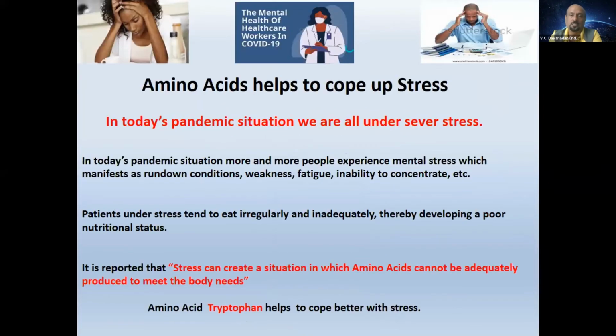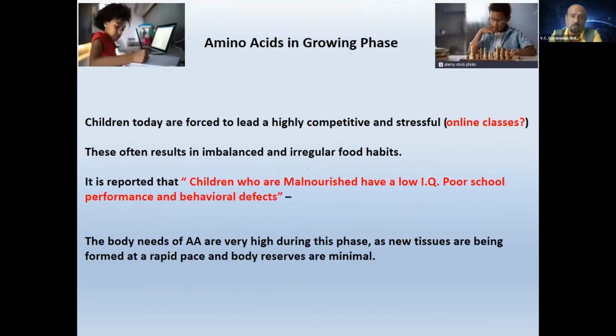It is good in this stressful time of the pandemic to help cope with the stress. We all know that under stressful conditions, especially for frontline warriors like medical doctors, nurses, and paramedics, stress will definitely kill your appetite too, apart from causing weakness, fatigue, and inability to concentrate on the job. So you can give a little pep to your step with our supplement, AminoPep, which is also good for the growing phase. Especially kids face a lot of challenges in the online classes they are exposed to, and for them to be more active during online classes as well as at playtime, it will help them.